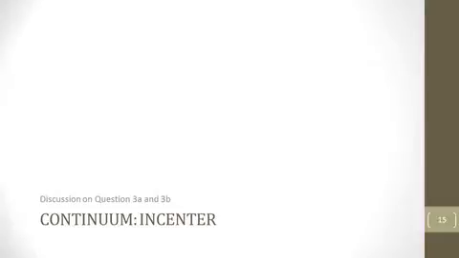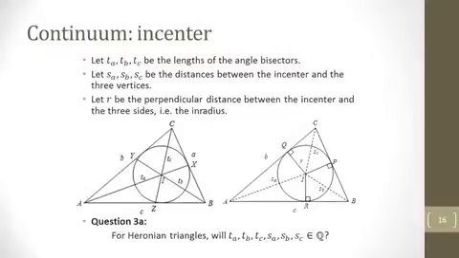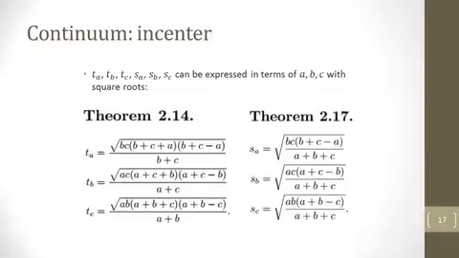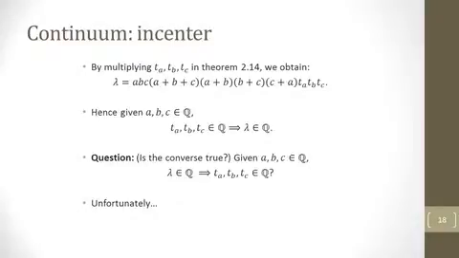We will then move on to the incenter, which is not as simple as the two centers before. We first let the values of T, S, and r be as shown. And we ask, for Heronian triangles, will the values of T and S be rational? By Theorems 2.14 and 2.17, T_A T_B T_C and S_A S_B S_C can be expressed in terms of a, b, c with square roots. By multiplying the values of T in Theorem 2.14, we obtain this equation. Hence, given a, b, c rational, T_A, T_B, T_C being rational implies that lambda is rational.